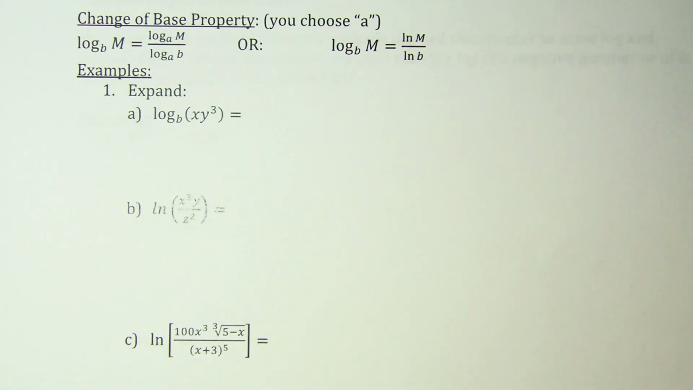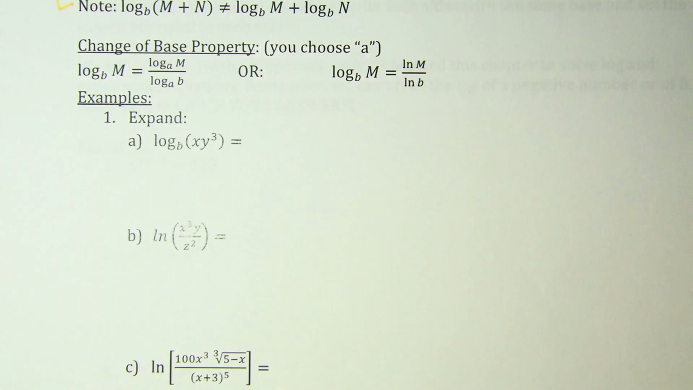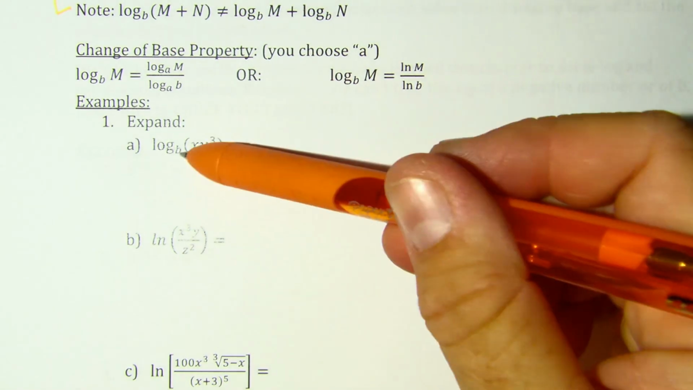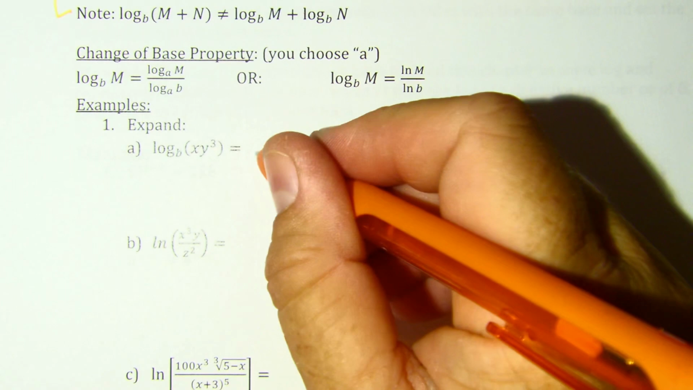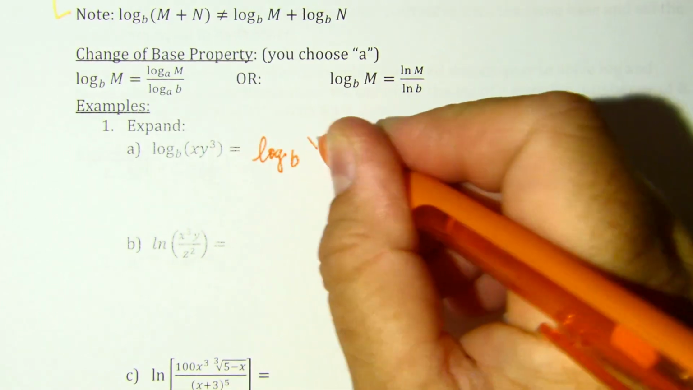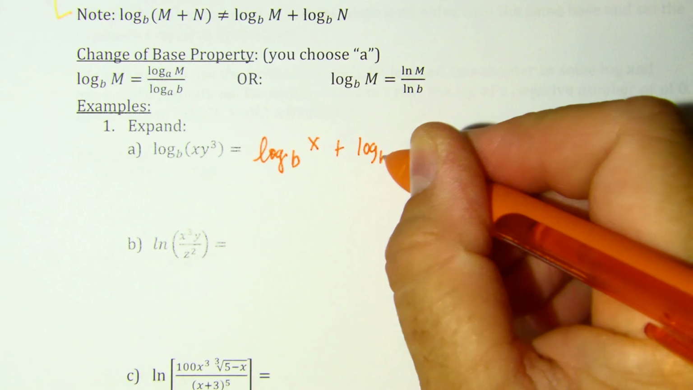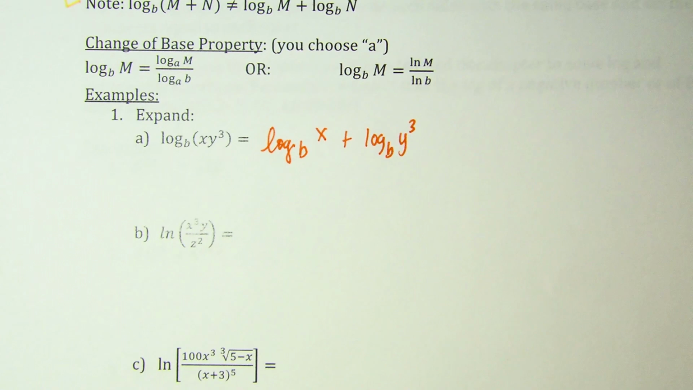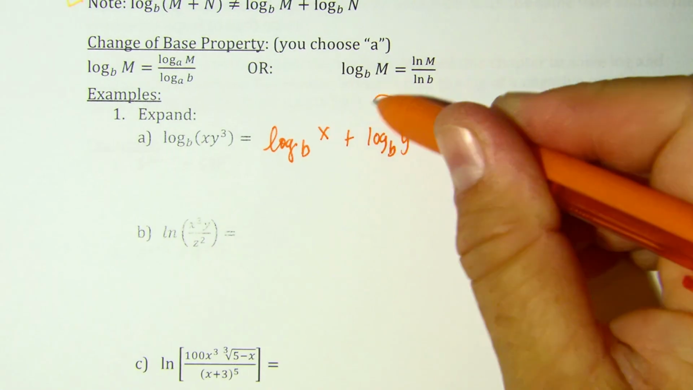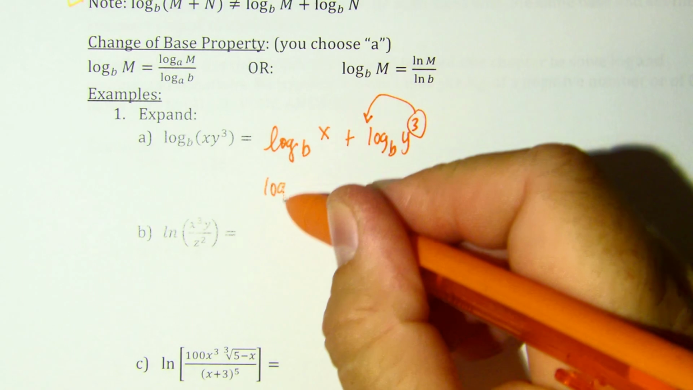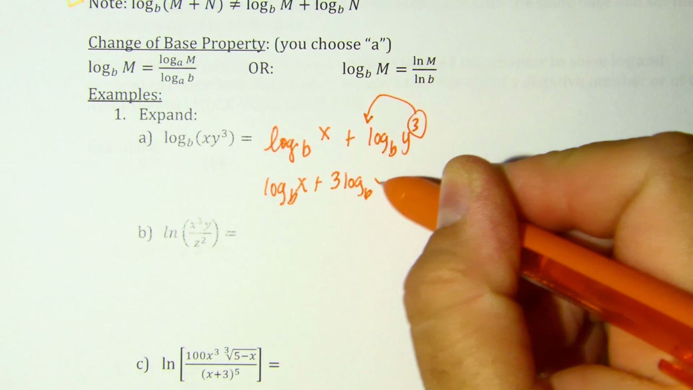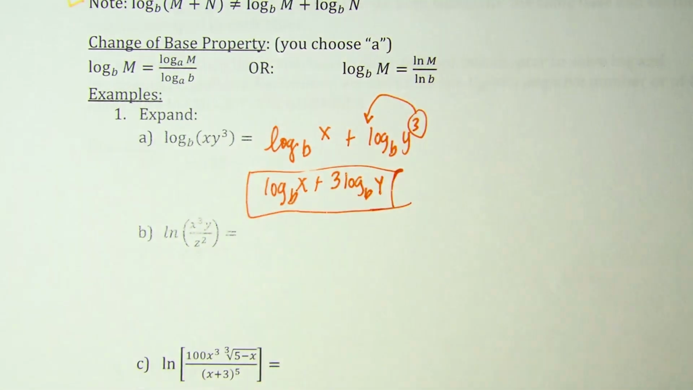And again, we're going to be using those properties of multiplication going to addition and division going to subtraction and powers coming out front. So the very first thing we're going to do here is I have x times y cubed, log base b. I can go ahead and expand that to log base b of x plus log base b of y cubed. And if I stopped right there, I would not get full credit because there's one more step we can do. We can bring this exponent out front. So log base b of x plus 3 log base b of y. And that is fully expanded.